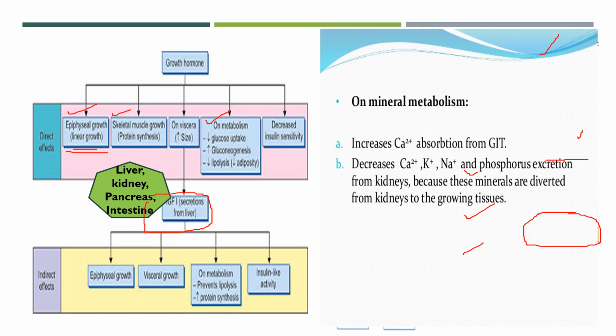Now it also affects the mineral metabolism. So it increases the calcium absorption from GIT. It decreases the calcium, potassium, sodium and phosphorus excretion. So salt retention is there, because these minerals are diverted from kidney to the growing tissues.